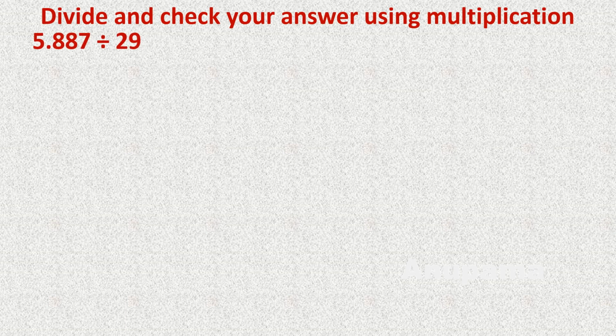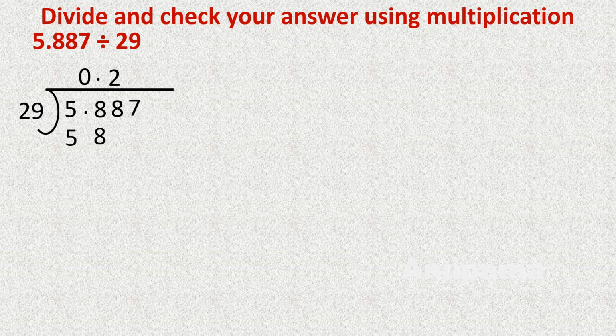Let us do one more question of division. 5.887 divided by 29. Here we will write 29 as the divisor and 5.887 as the dividend. Now we cannot divide 5 by 29 because 5 is less than 29. So we will write 0 here and put one decimal point. Now it is 58. 29 twos are 58. Now we will subtract it, which is 58 minus 58, 0.